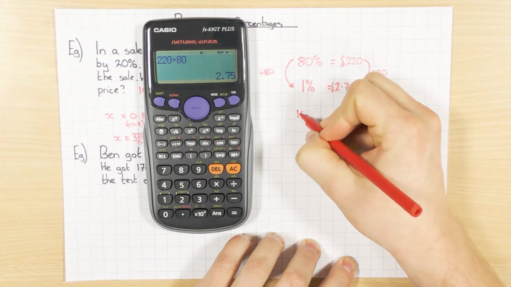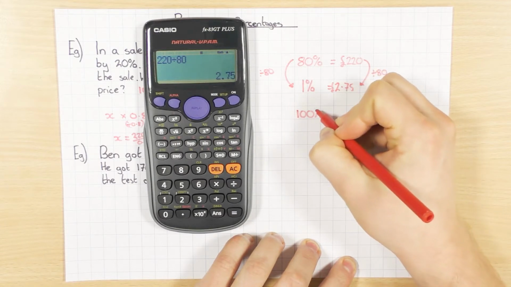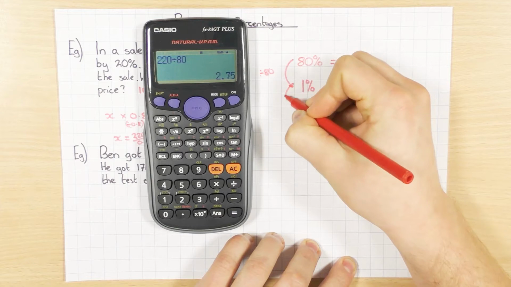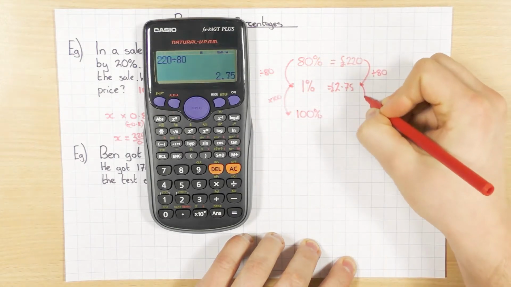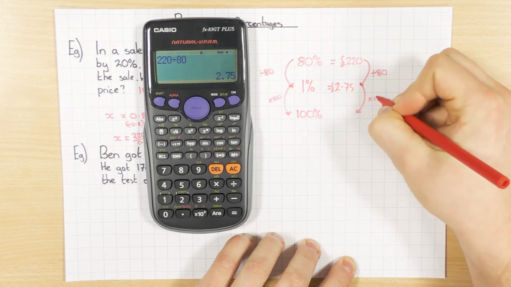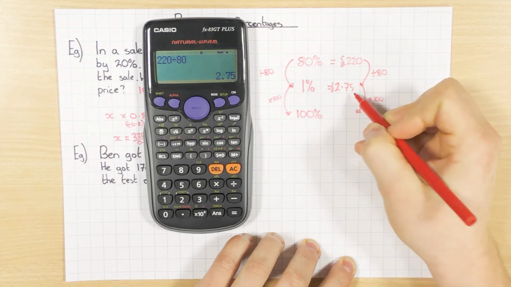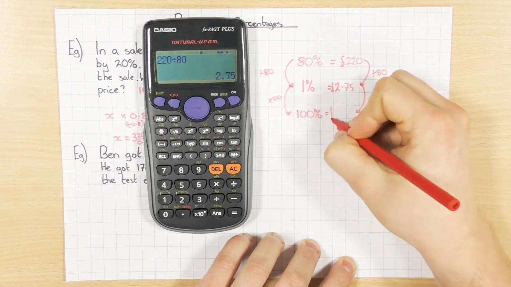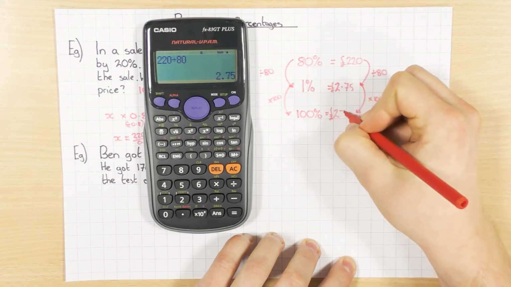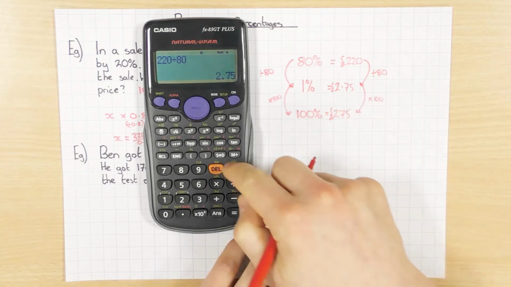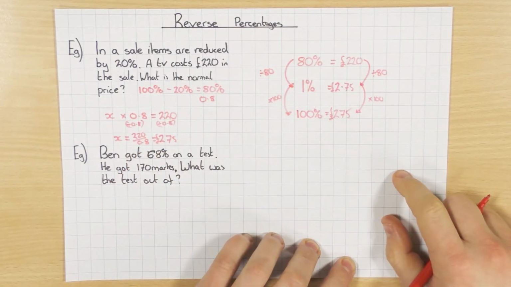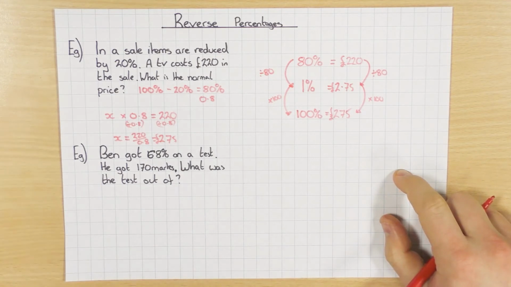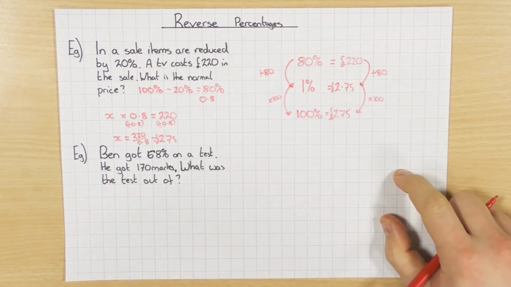I don't know what 1% is. I want to get back to the original amount, and the original amount is 100%. So to go from 1 to 100, I times by 100. I do the same thing here, and I times by 100. So 2.75 times by 100. Don't need a calculator for that, 275. As you can see, I get the same answer either way. As I say, it doesn't matter which method you use, as long as you show clear working of how you do it, you'll get the marks, no worries.